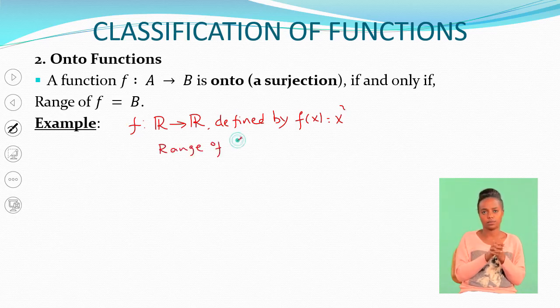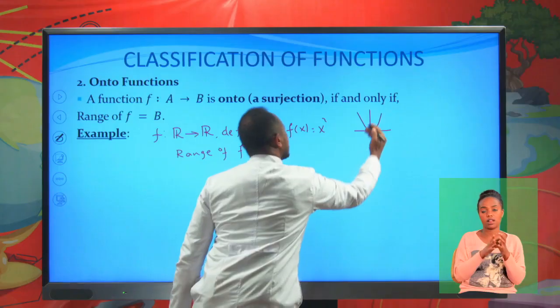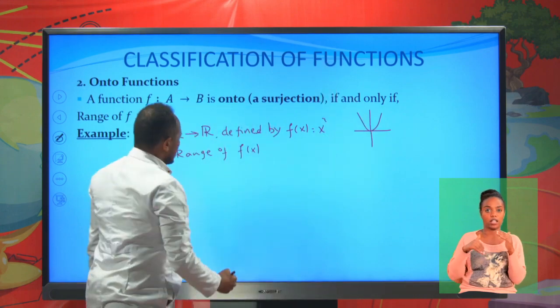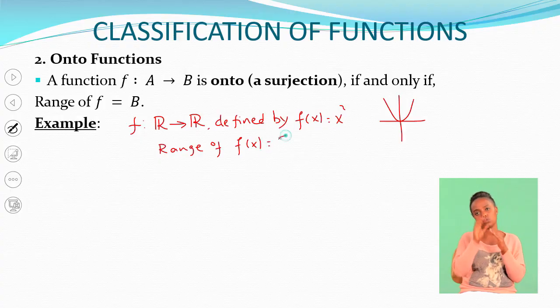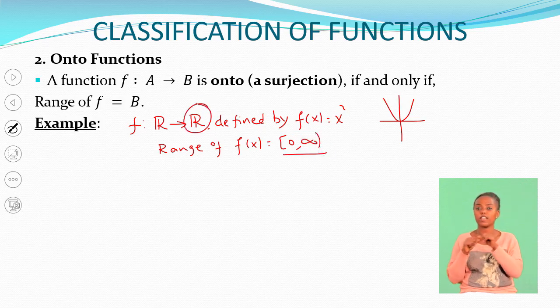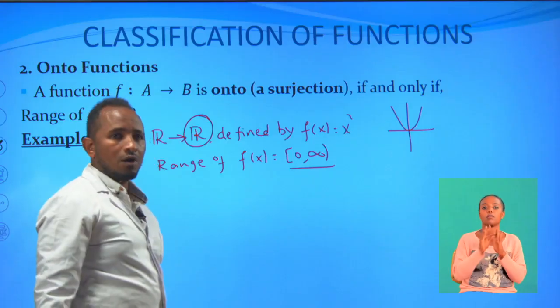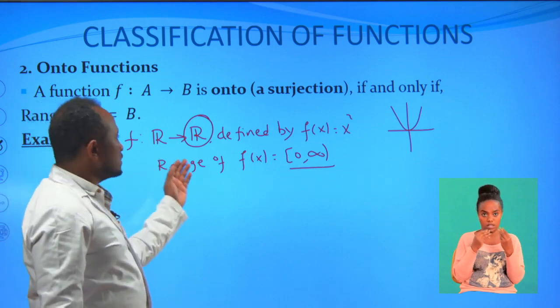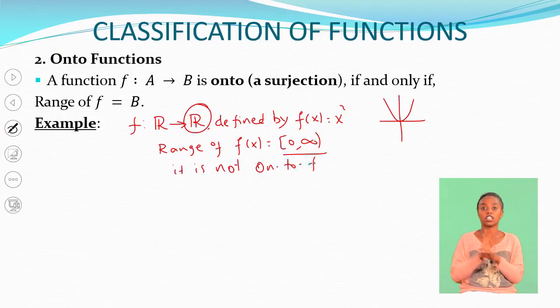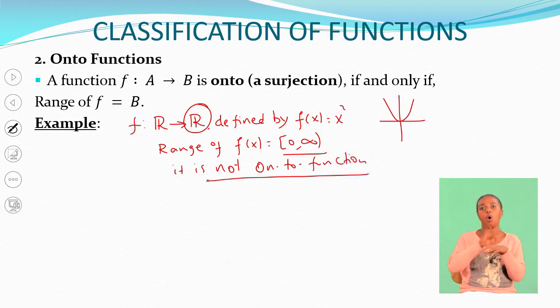So the range of f of x, when you draw the graph, will be greater than or equal to 0. So its range is from 0 to infinity. This does not give you all real numbers. So because of this, the function is not an onto function. Okay, this is the first example.